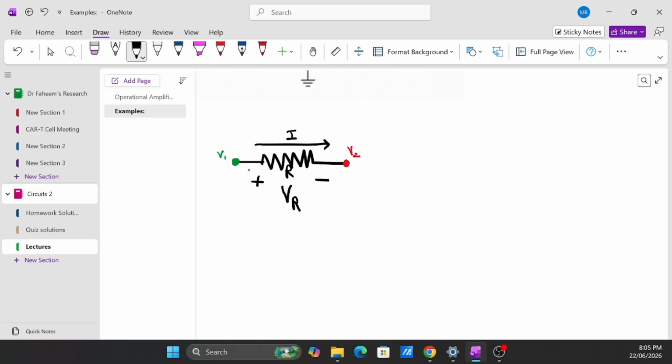The voltage across a resistor is V1 minus V2, the voltage difference across the resistor, and that is equal to the current that goes through the resistor times the resistance of the resistor. That's a quick review of Ohm's law.